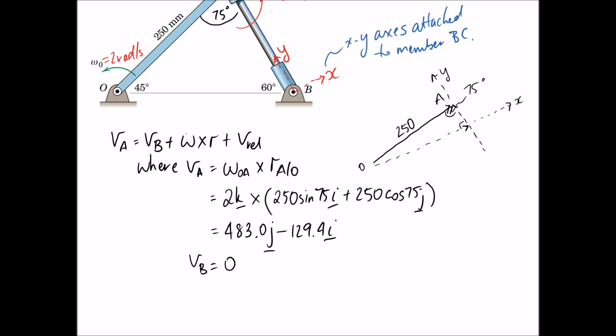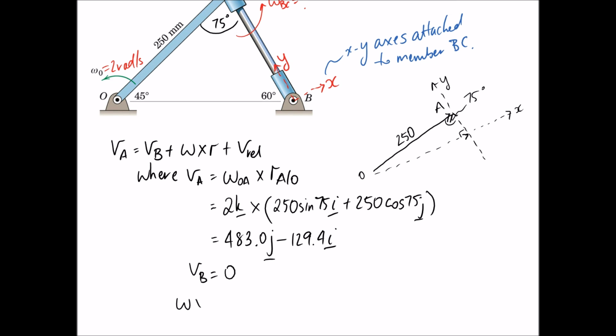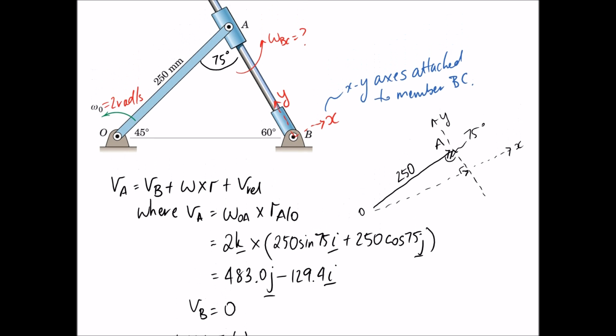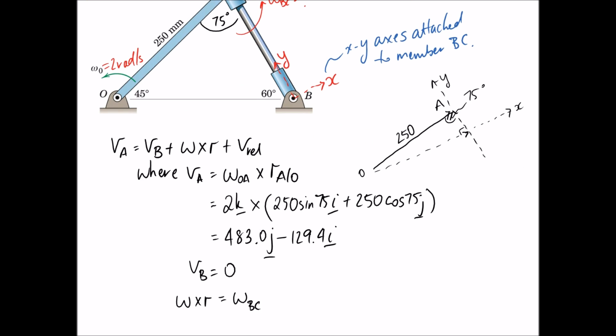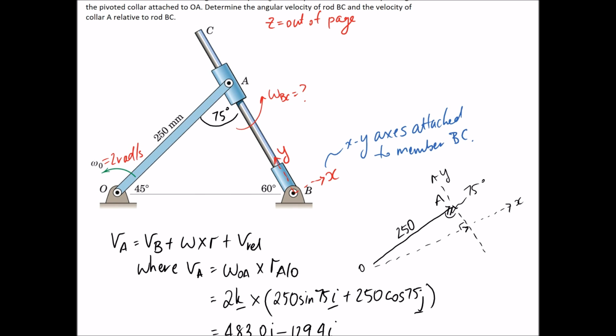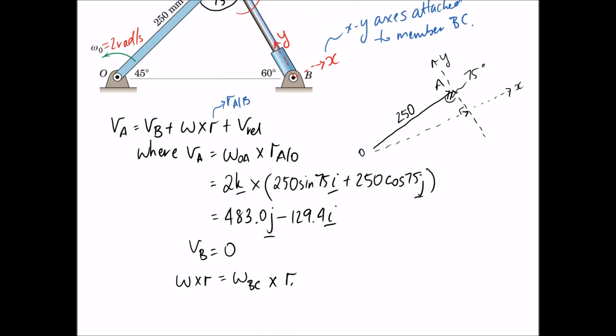Alright, next term. So we need to work out omega cross r. So omega this time is the angular velocity of our coordinate system. So we've attached the coordinate system to member BC, so it's going to rotate with whatever speed this one here has, which is omega BC. And r in this equation, recall that it's going to be equal to the radius of A relative to B when you've got VA on this side and VB on this side. Okay, so let's pop that in as well.